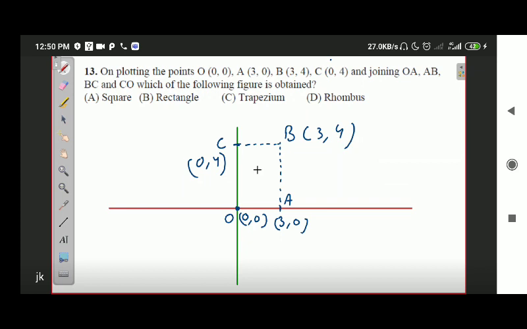We have to determine what kind of figure it is. So all the interior angles are 90 degrees. Adjacent sides are not equal. Therefore, it is a rectangle.